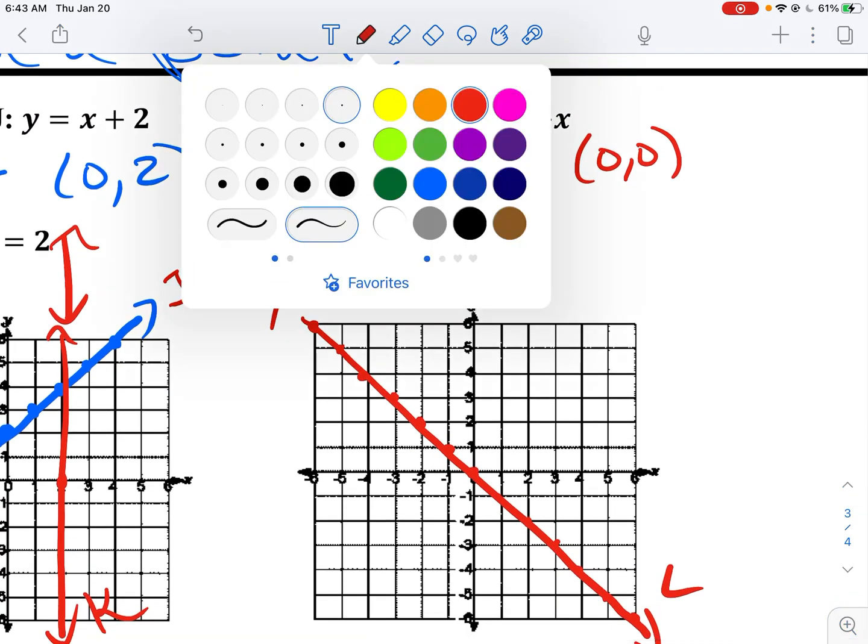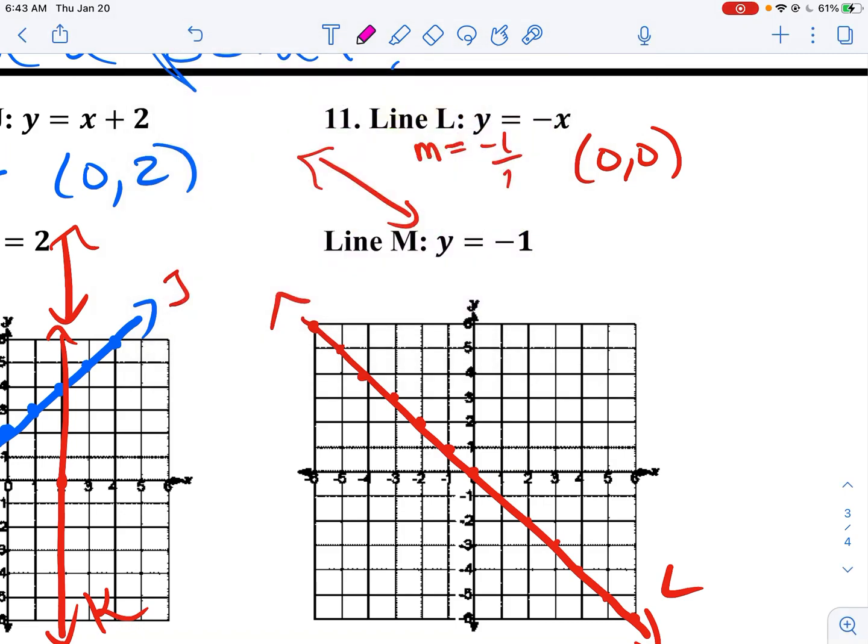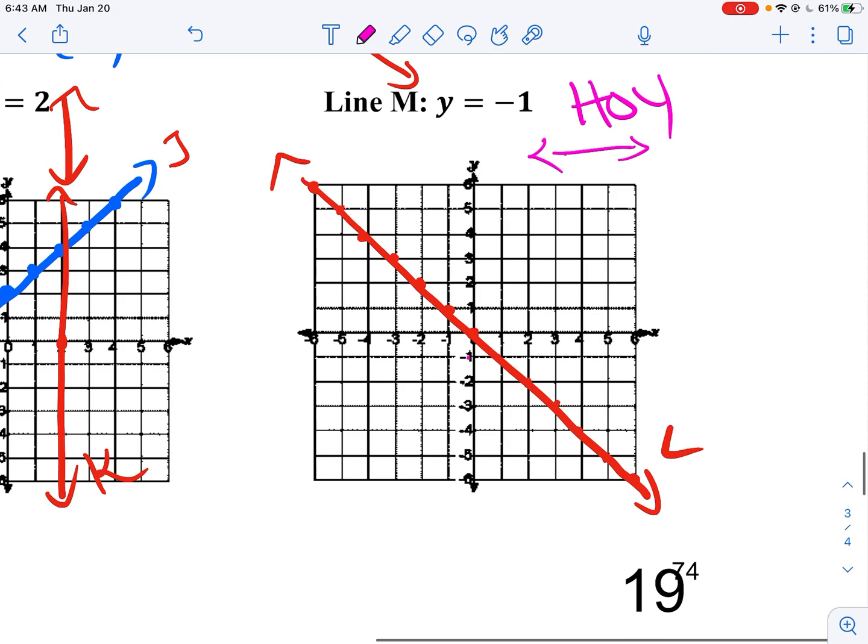Yep. And then last but not least, I'll do it in this color, Y equals a number. So that's HOI. So that means it's going to be a horizontal line through -1. So I go to when Y is -1, and there we have it.